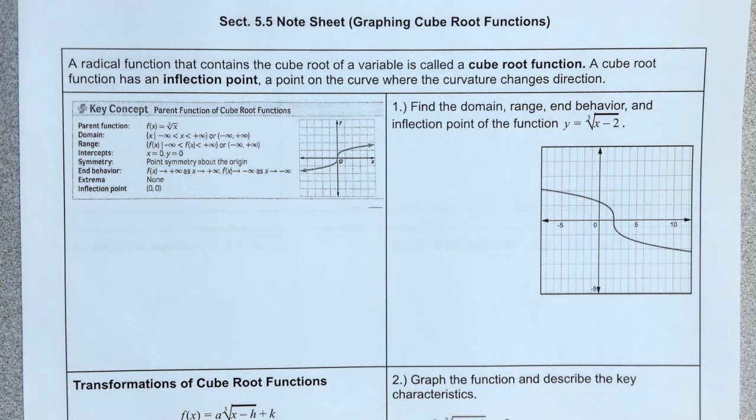All right, we are going to talk about section 5.5, graphing cube root functions, another section of graphing here. Cube root functions are a lot different than square root functions. Remember, square root is asking you what number squared gives the number underneath of the root. Cube root is asking you what number cubed gives you the number under the root.